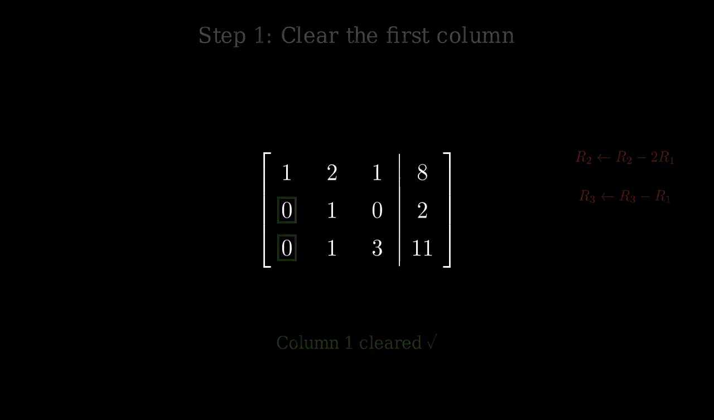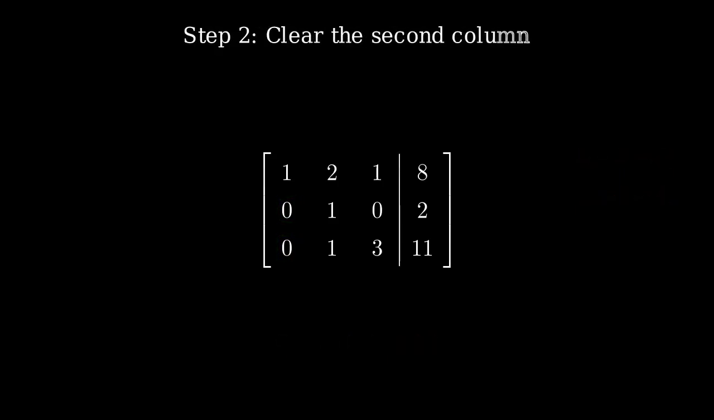Now move to the second column. We need to eliminate the entry below the second pivot. Take row 3 and subtract 3 times row 2, and just like that, the second column is clean.